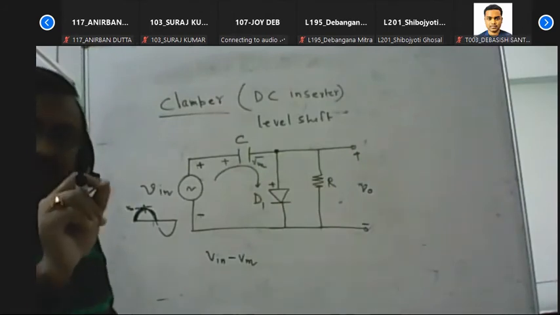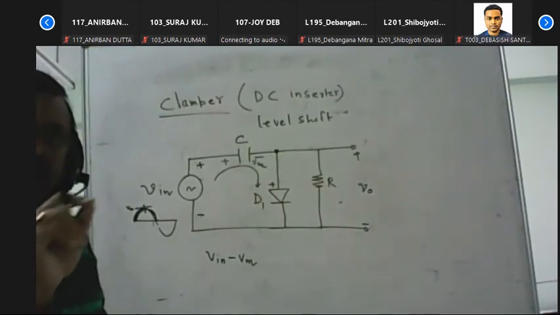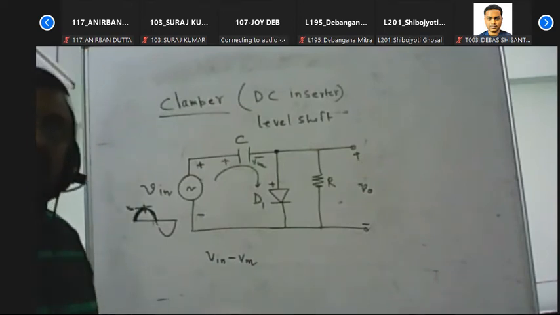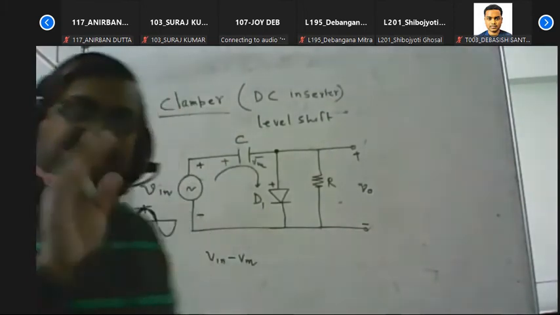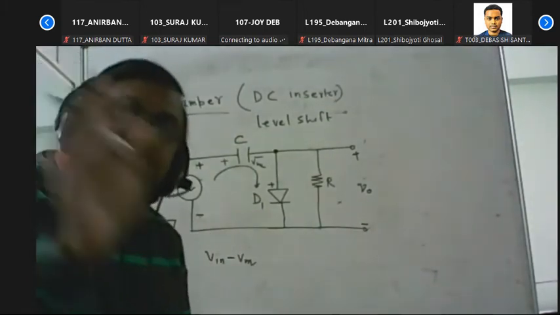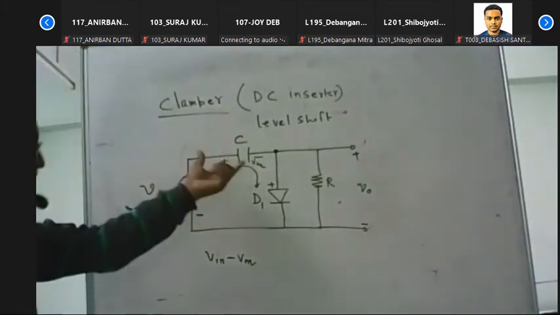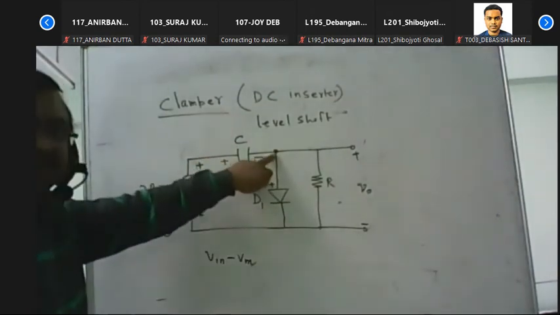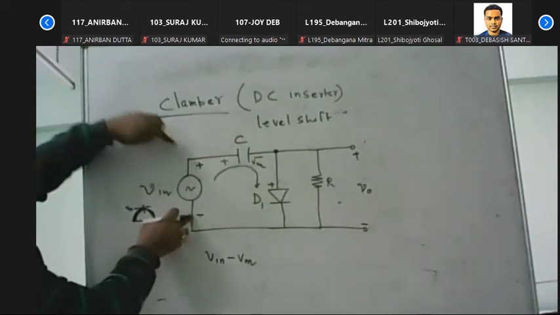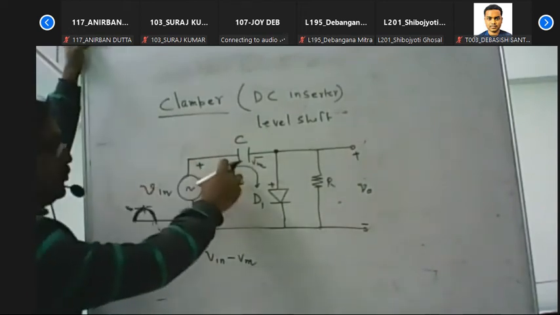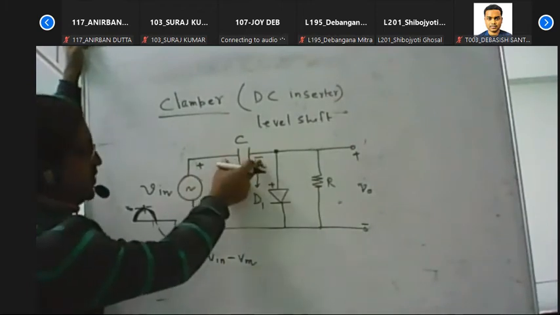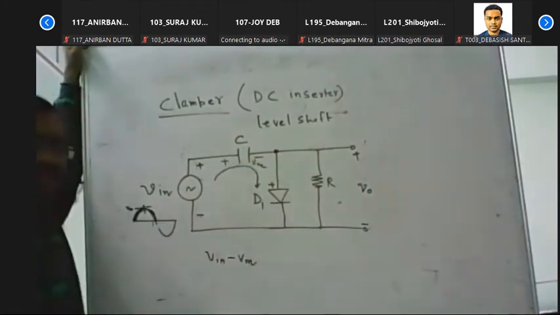Now when the input signal tends to increase but is still less than VM, the capacitor holds the charge. That means it retains its previous voltage, VM. So now what is the voltage at that point? That is negative, positive, positive, negative, that means Vin minus VM. That is the voltage at that point.